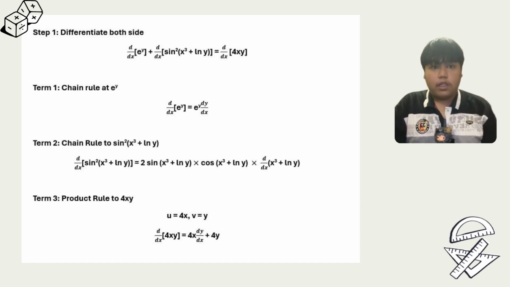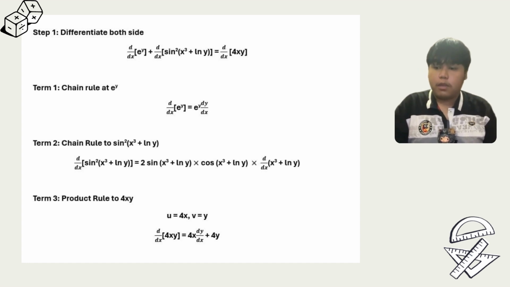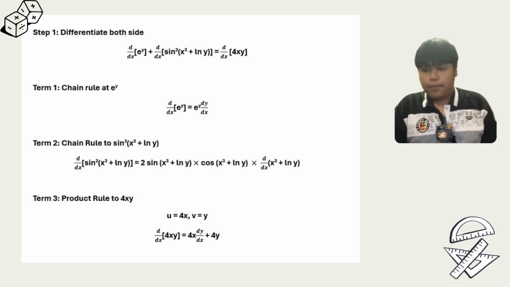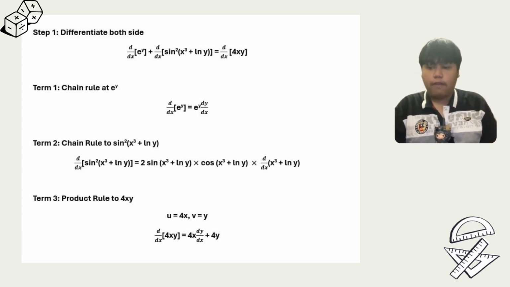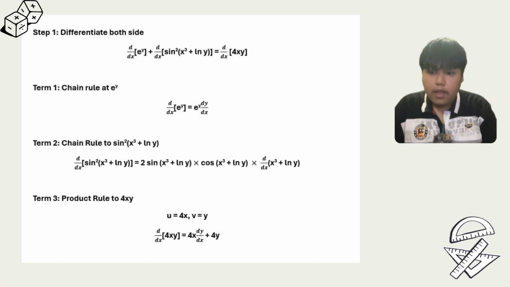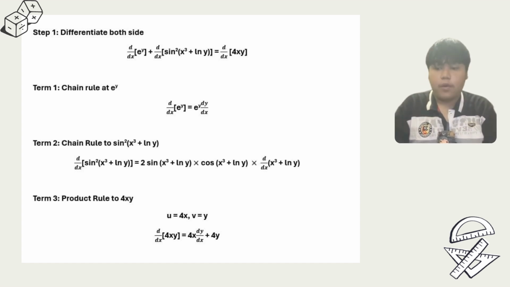To keep our equation clean, we can simplify 2 sine theta cos theta into the double angle form, which is sine open bracket 2 open bracket x to the power of 3 plus ln y close bracket. Third, on the right side, we apply the product rule to 4xy. This gives us 4x dy over dx plus 4y.